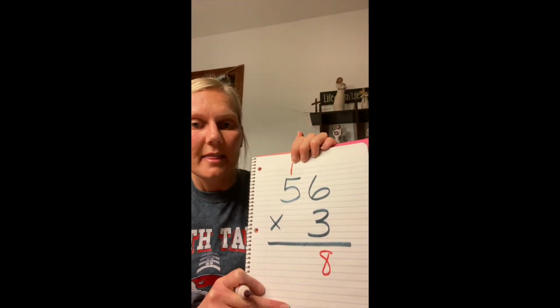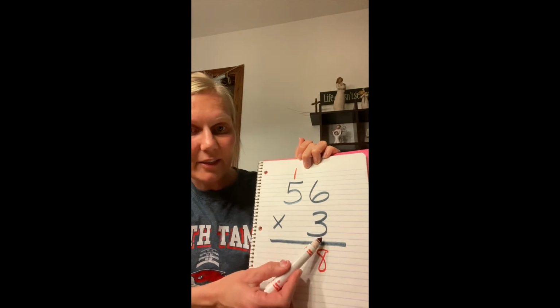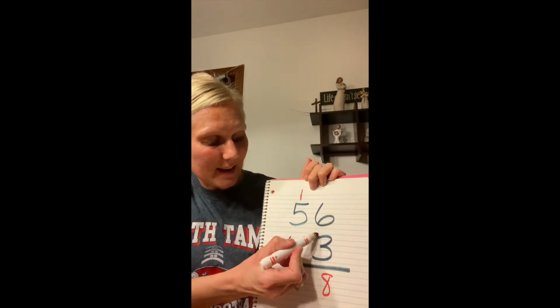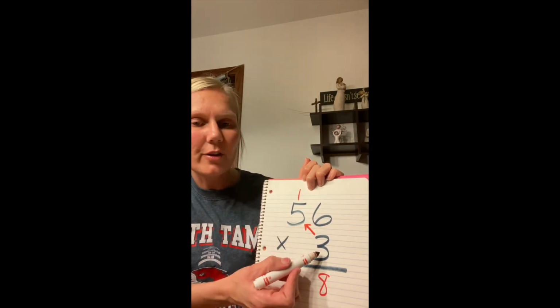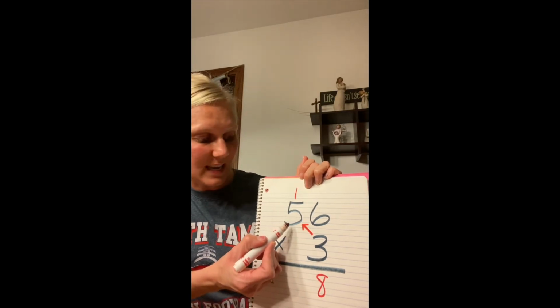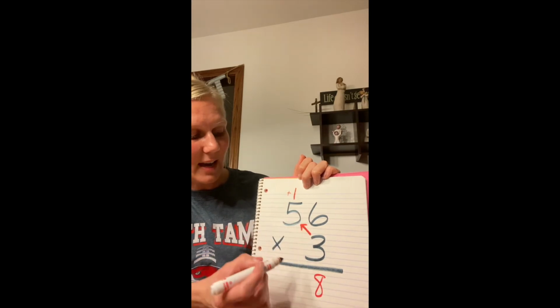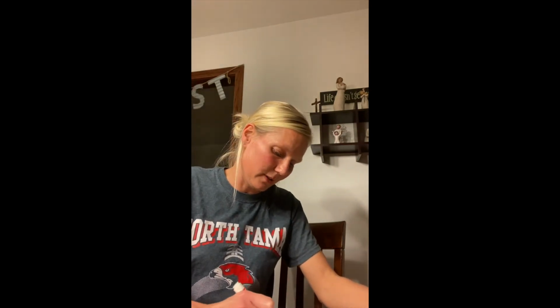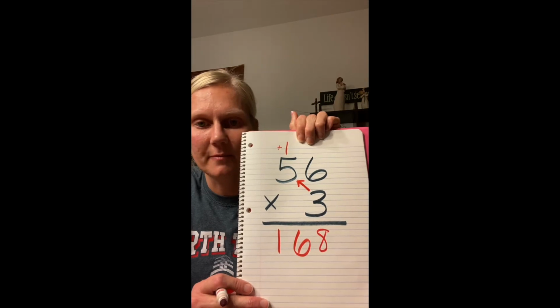Then after you've gone straight up and down, you take the 3 and you multiply it kitty corner to this number. So I take 3 times 5 now. I know that 3 times 5 is 15. And just like in addition, you add the number on top. So 3 times 5 is 15, plus 1 more is 16. And I write 16 straight down below. So my answer is 168.